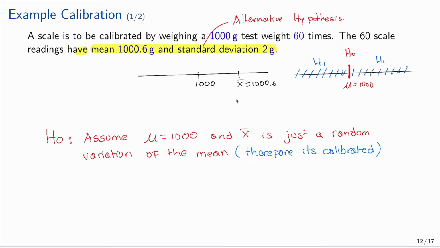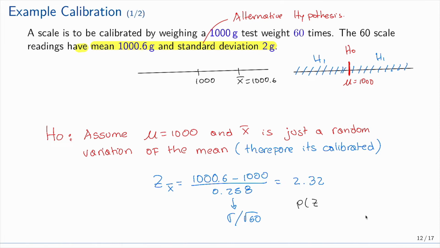Notice that, as a difference from the previous example, we have the alternative hypothesis at both sides of the null hypothesis, and the null hypothesis is an equality. C of the mean is equal to 1006 minus 1000 divided by 0.258, which is the standard deviation divided by the square root of 60, the number of samples, and this is equal to 2.32.